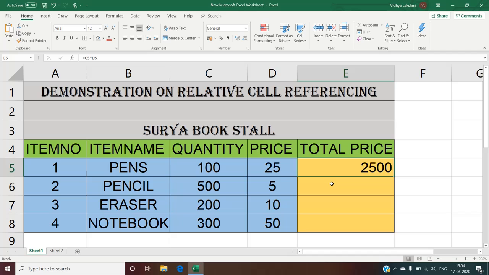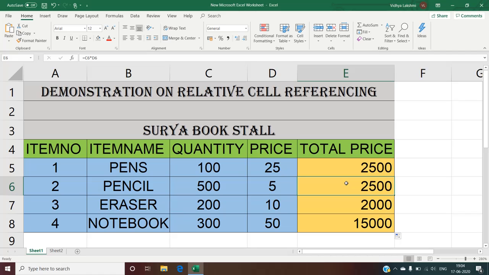Now we need to find the cost of the other products in the bookstore also. For that we can copy the formula. How we copy the formula is, there is a small rectangular box at the bottom right side of the cell. You just keep the cursor over there. The cursor shape changes to a plus sign. Drag it down. You can see you will get the total price of the other products.